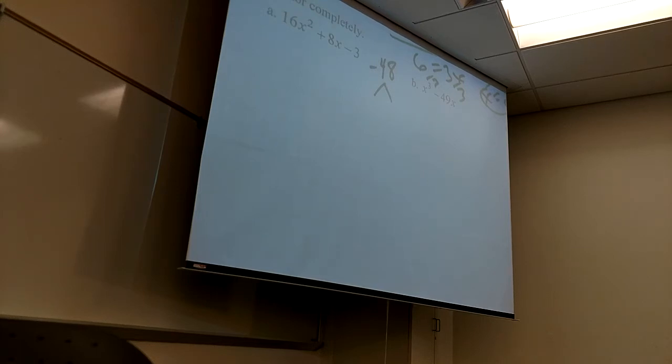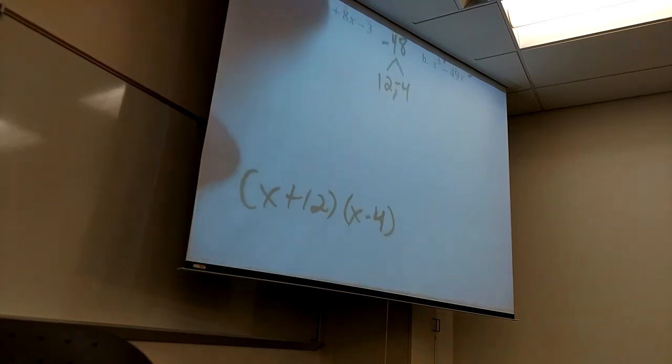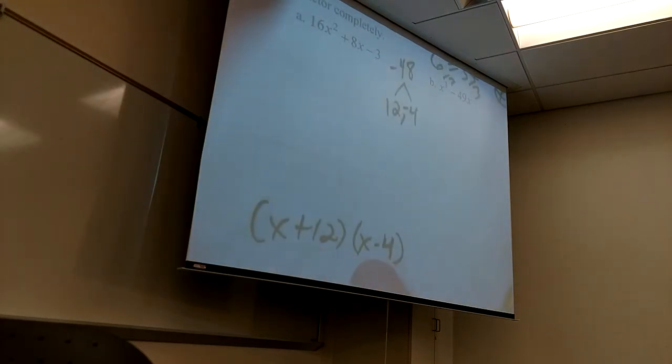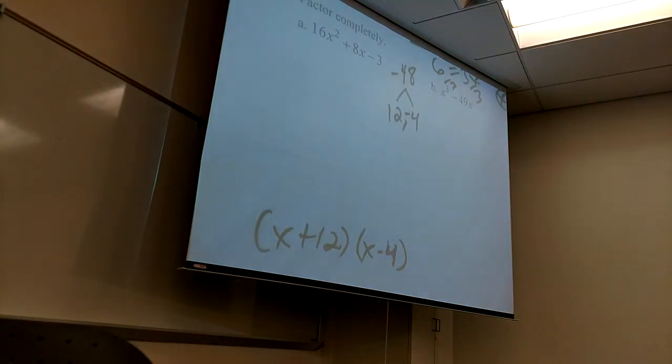12 and 4, I like it. Which one's got to be negative? 4. The smaller one, to make the middle come out to be positive. I like it. Now the next mistake people make, can somebody tell me a real quick explanation as to why this can't possibly be the answer? Because x times x is not 16x squared, so it can't be the answer.